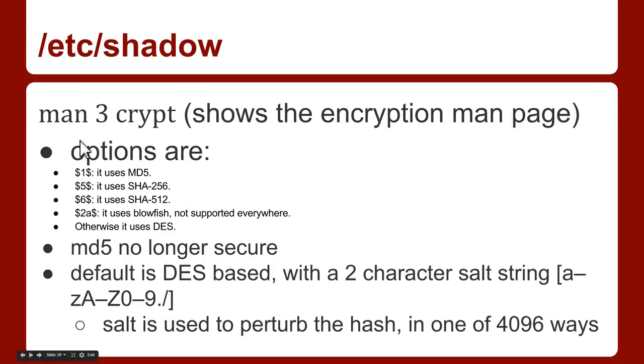So to see the options for storing the password in whichever hash format you like for a system, man 3 crypt is the command you would type to show the encryption manual, and it would list the options. Typically, the options range from MD5 to SHA to DES, perhaps Blowfish in certain systems. It's important to note MD5 is no longer secure. DES is also considered no longer secure, but it's the default. As far as I know, this slide is a little old.